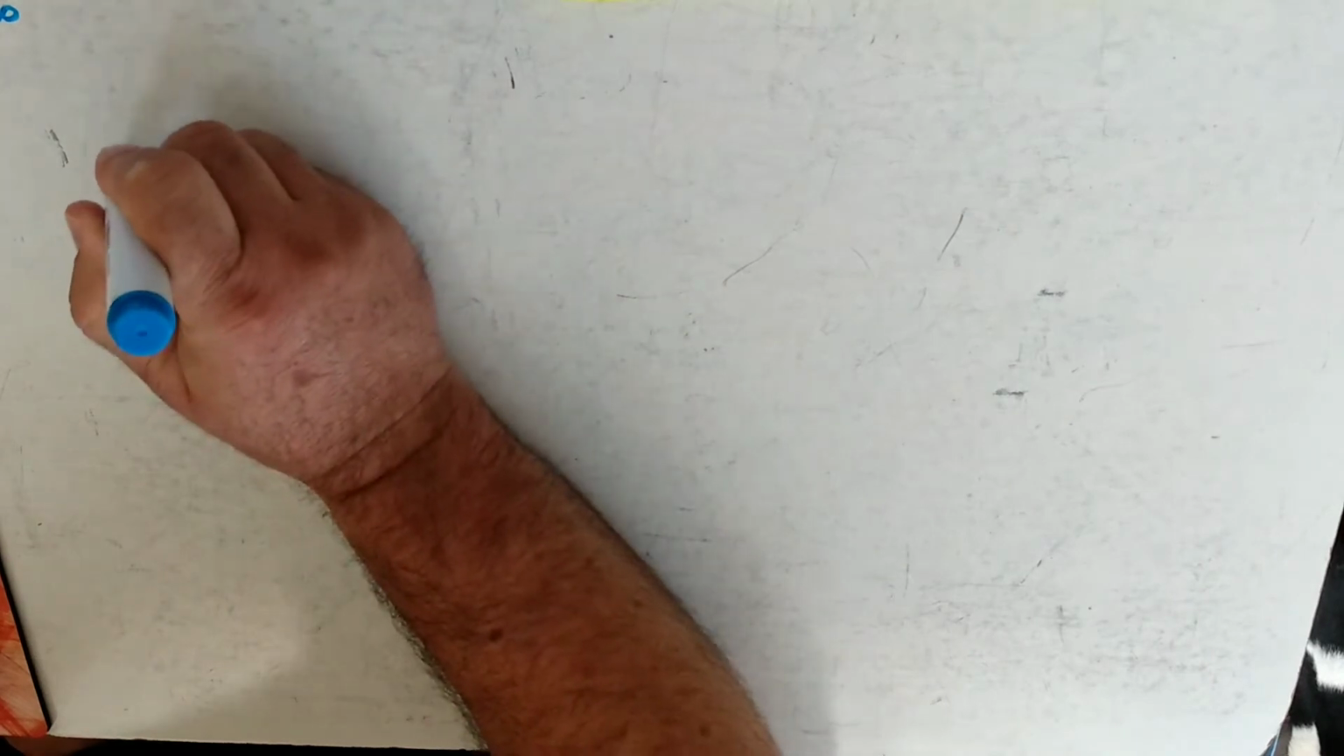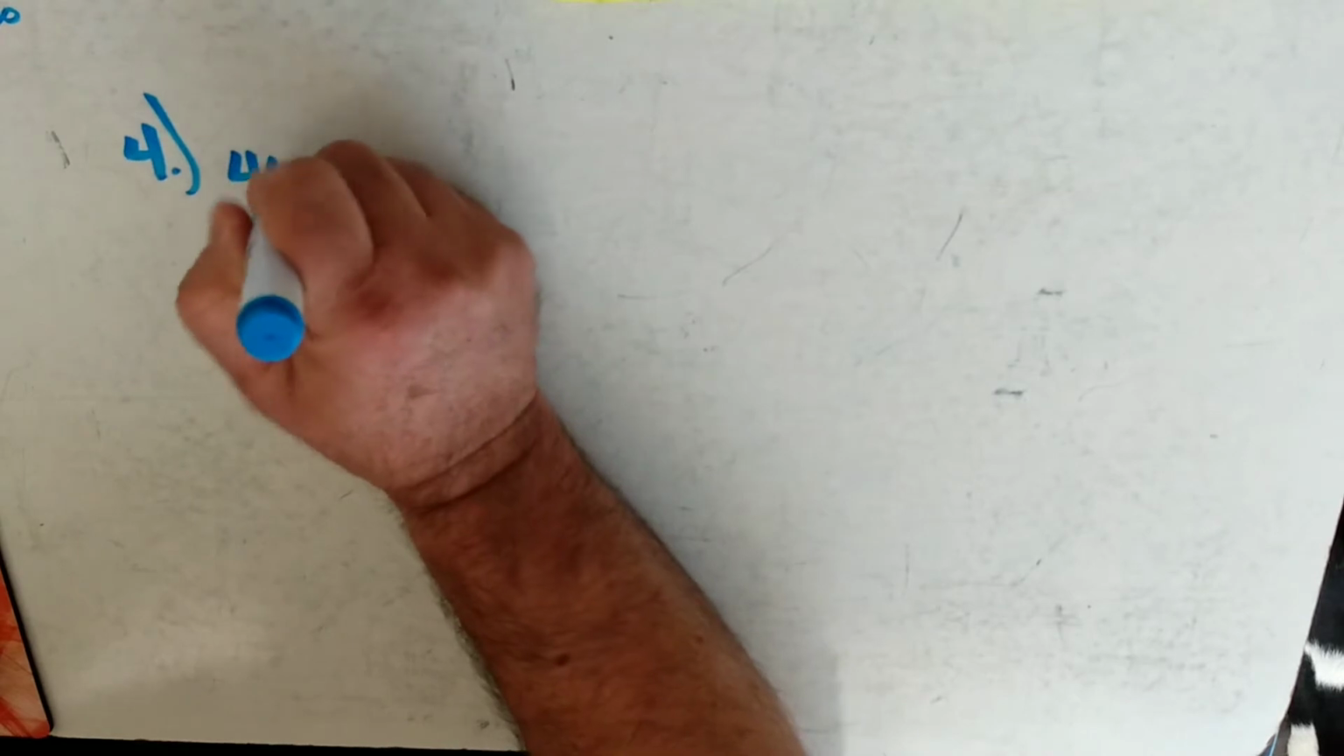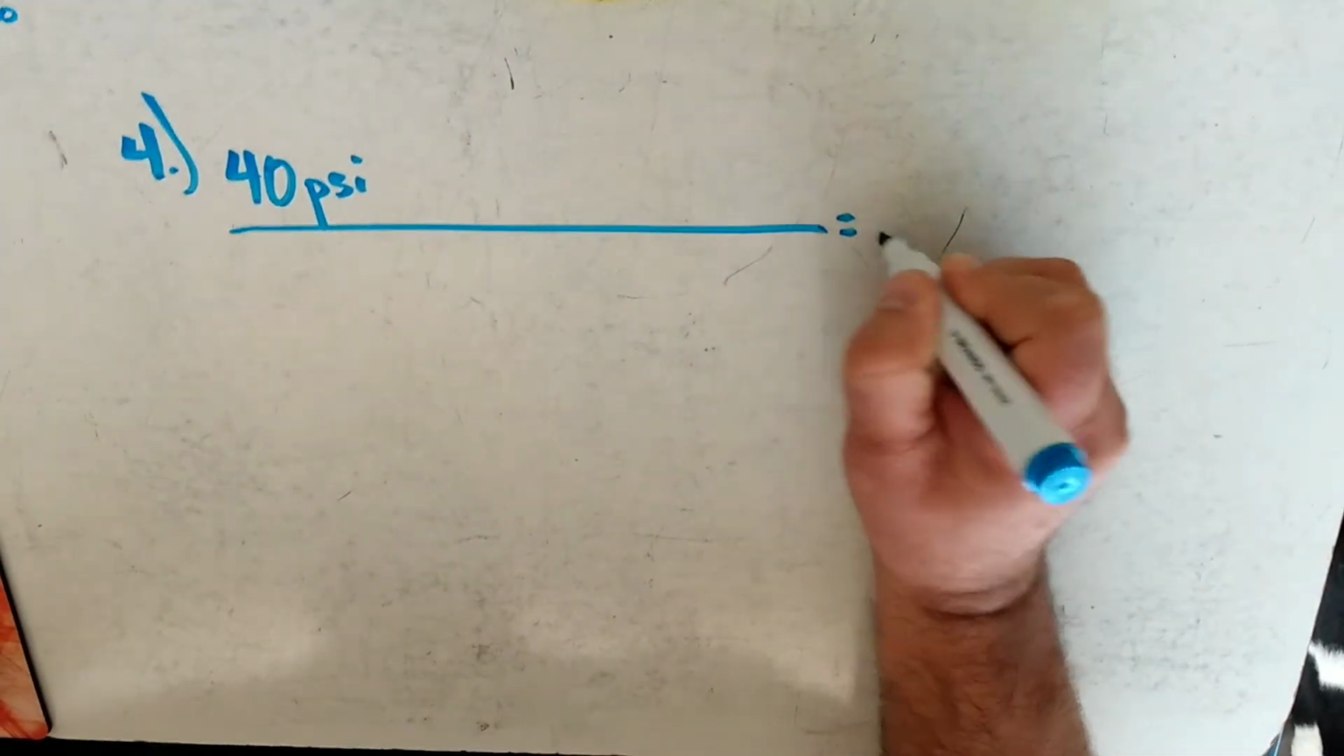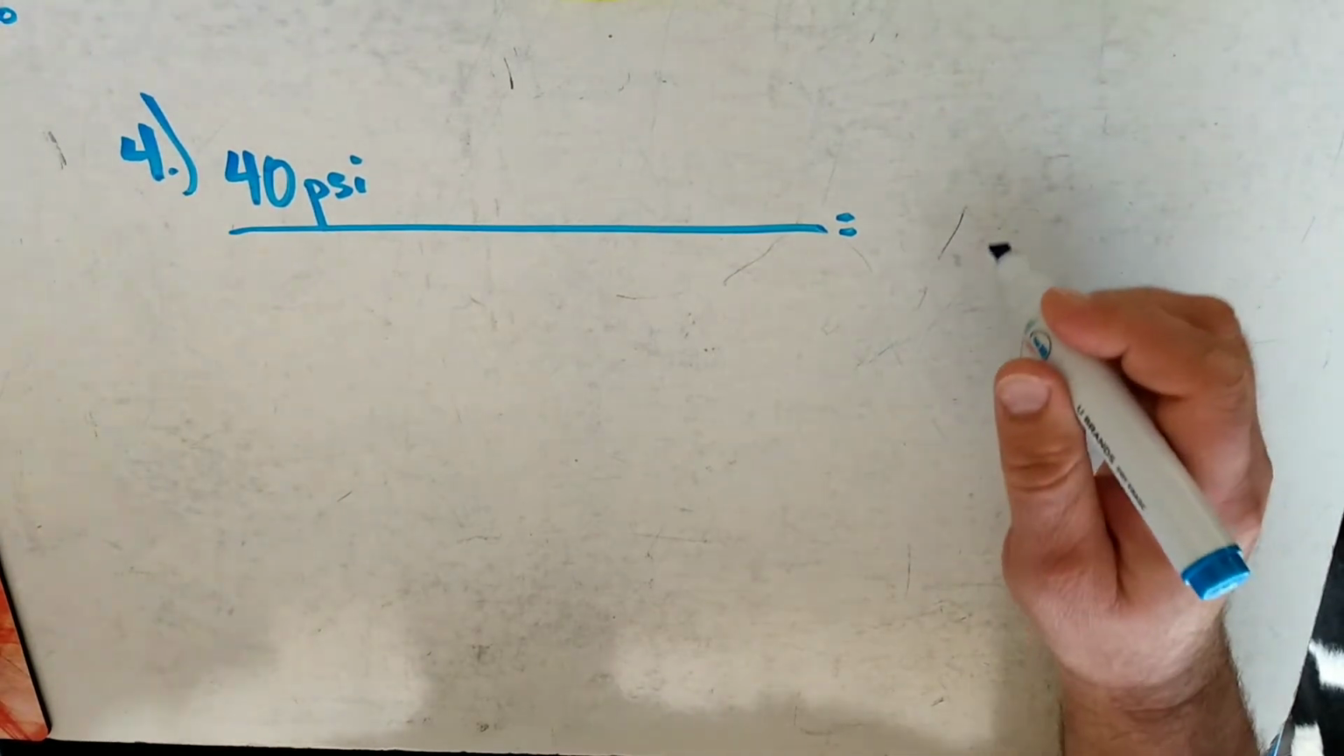Okay, taking a look at problem number 4. Problem number 4 wants us to take a look at converting 40 psi. So we're going to start off with our 40 psi, and it wants us to figure out how many atmospheres that is.